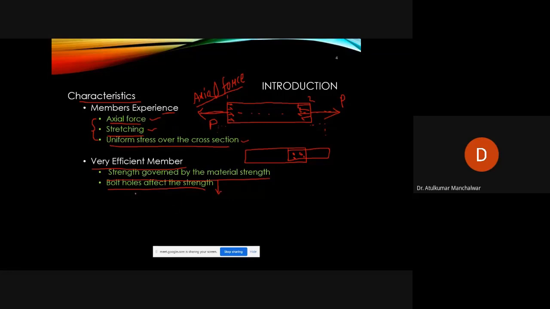The provisions for providing the bolt hole are given in IS 800. IS 800 provides how to provide the bolting depending on the nature of the forces, that means the amount of forces, the size of the member and the connection type.